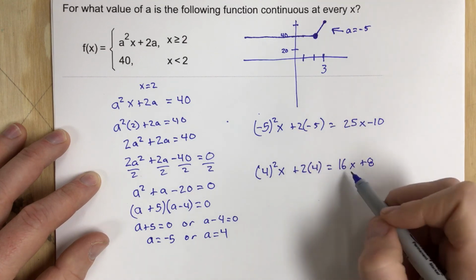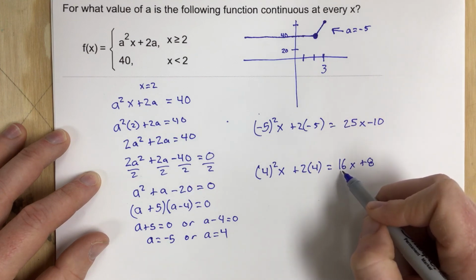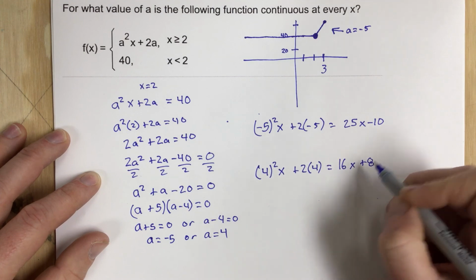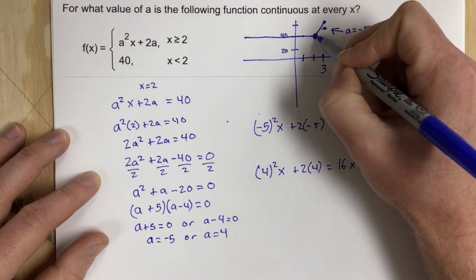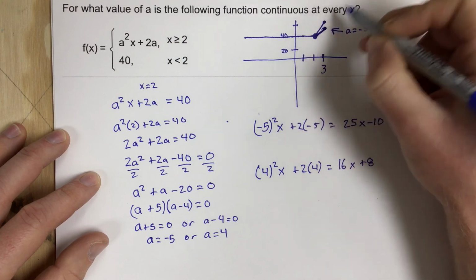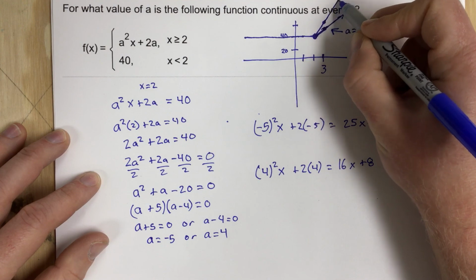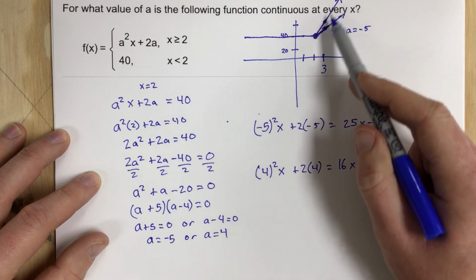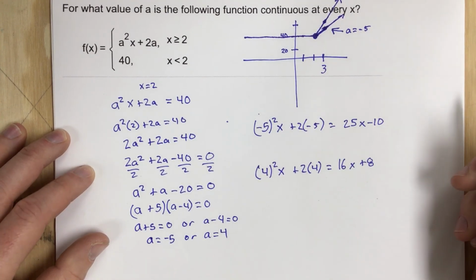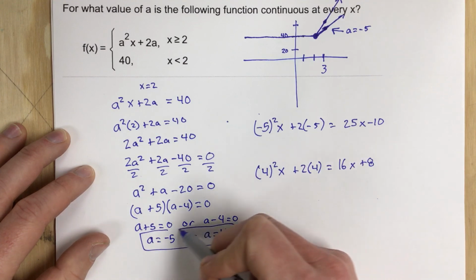And then we look at this 16x plus 8. If I plug in 3 times 16, that's 48. So I end up with 48 plus 8, which is 56. And that would actually be right down here. So we get a different line that would extend forever this direction. Either line, though, makes this function continuous for every value of x. So these are our two options here, and our two a values that we got were negative 5 and 4 to give us those two options.